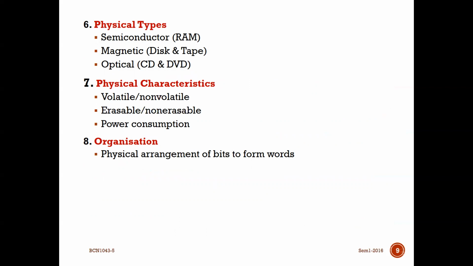Nowadays, it's very difficult to see CD or DVD, even disk tape. Physical characteristic: volatile, non-volatile. Volatile means the data is lost when power is turned off. Non-volatile means the memory is retained even if power is turned off. Power consumption, and organization: the physical arrangement of bits to form a word.